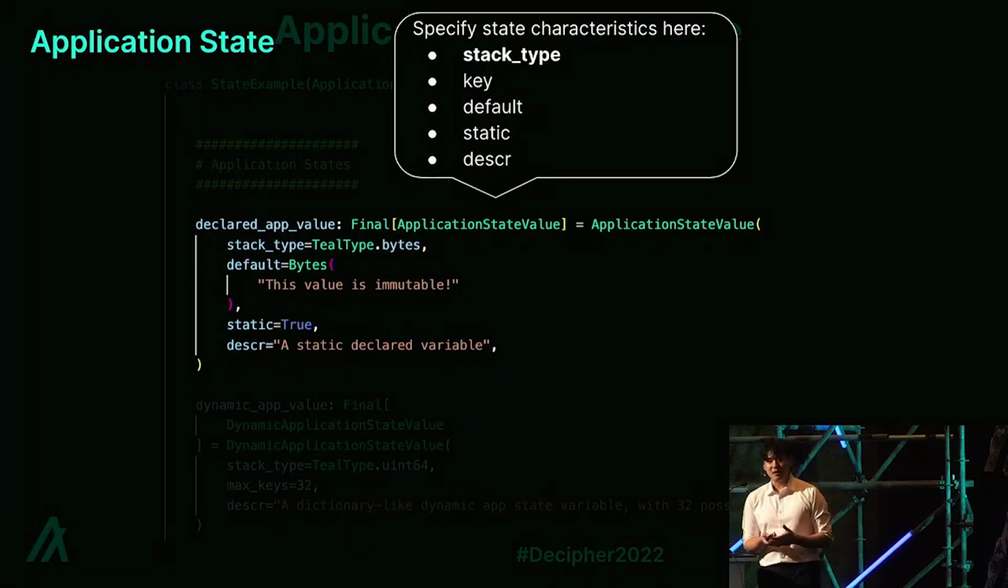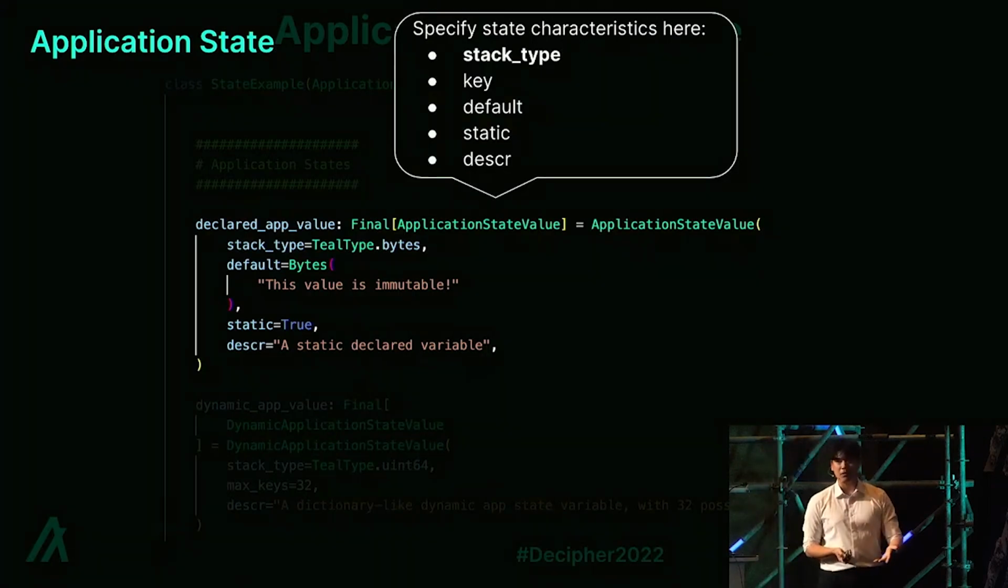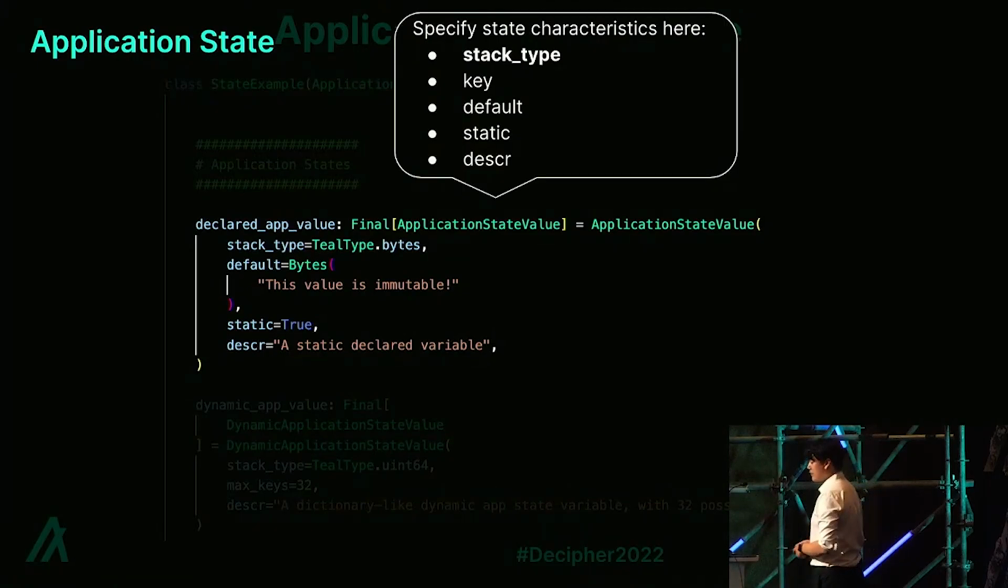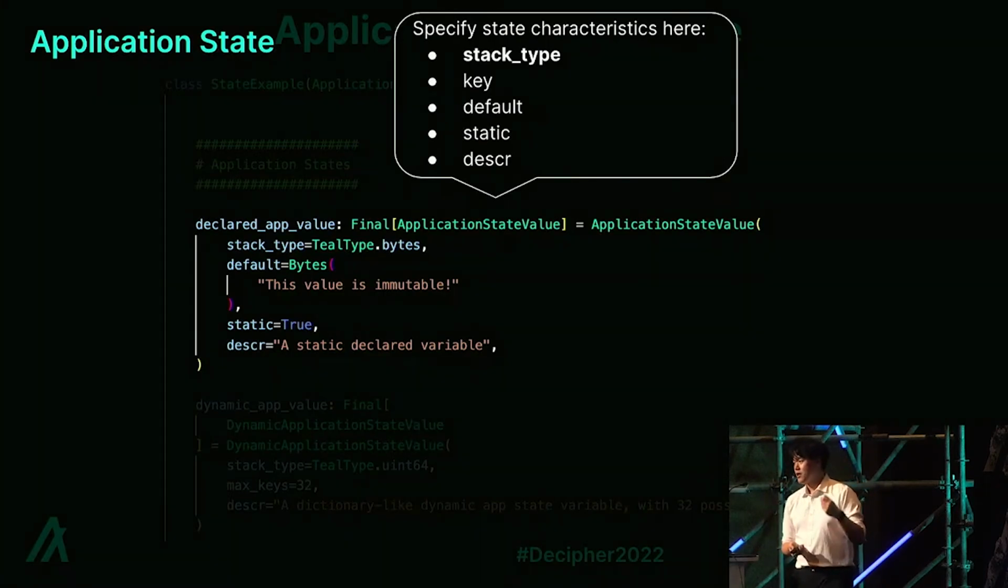A default means that when the smart contract is deployed and initialized, this is the value that it's going to have. Static is set equal to true. That means that this state is immutable. You cannot reassign new values to this state. And then we have a description explaining what this state is about.